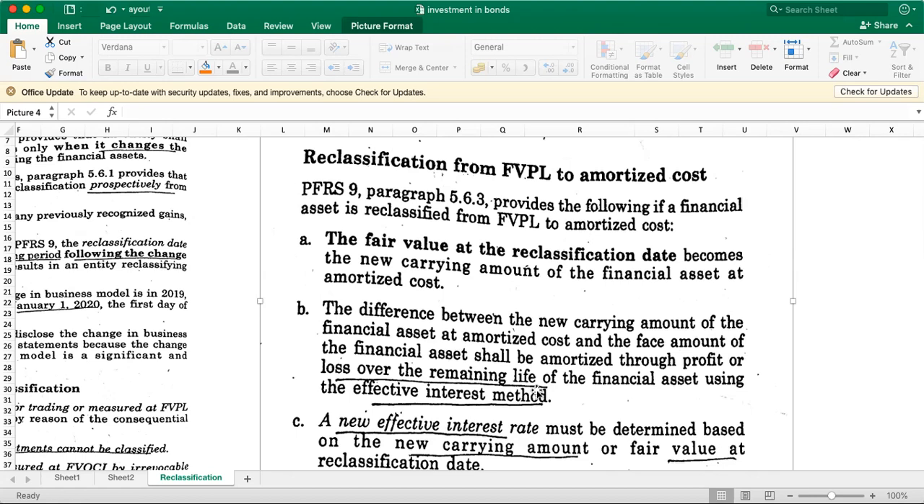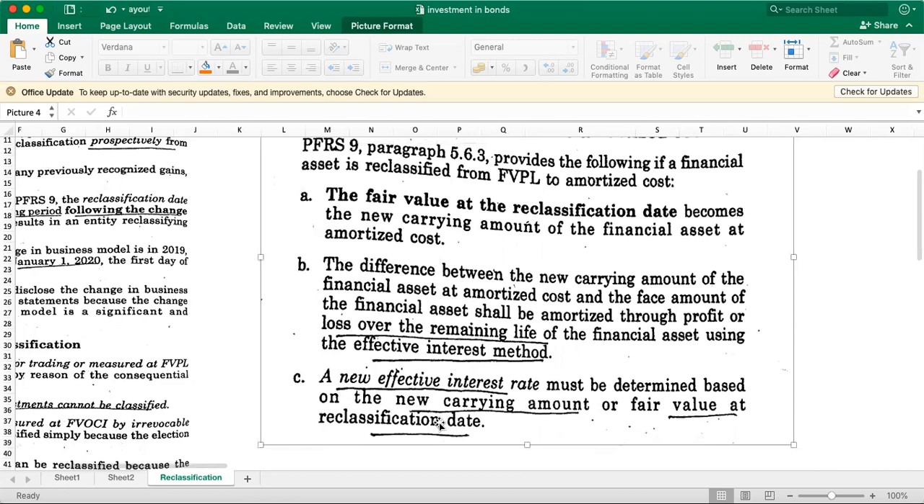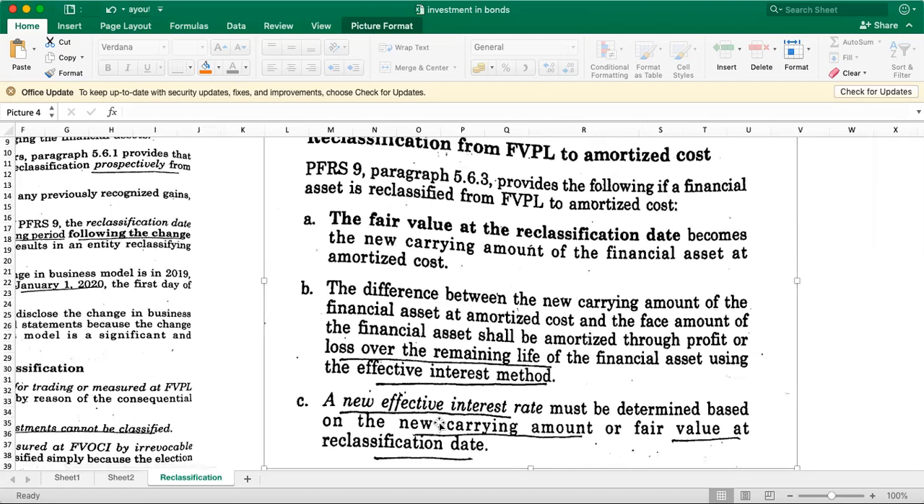Okay, ito yung mahirap, letter C. In this reclassification, a new effective interest rate must be determined based on the new carrying amount or fair value at reclassification date. So when we reclassify from FVPL to amortized cost, di ba, because under amortized cost, we need to identify the nominal rate and the effective interest rate. Because of the new carrying amount, we need to compute a new effective interest rate that would equal the new carrying amount using the present value formulas. Okay, so kailangan natin mag-determine based on the new carrying amount or fair value at reclassification date, by computing the present value of the bonds or of the investment. So ito yung tinatawag natin na interpolation.